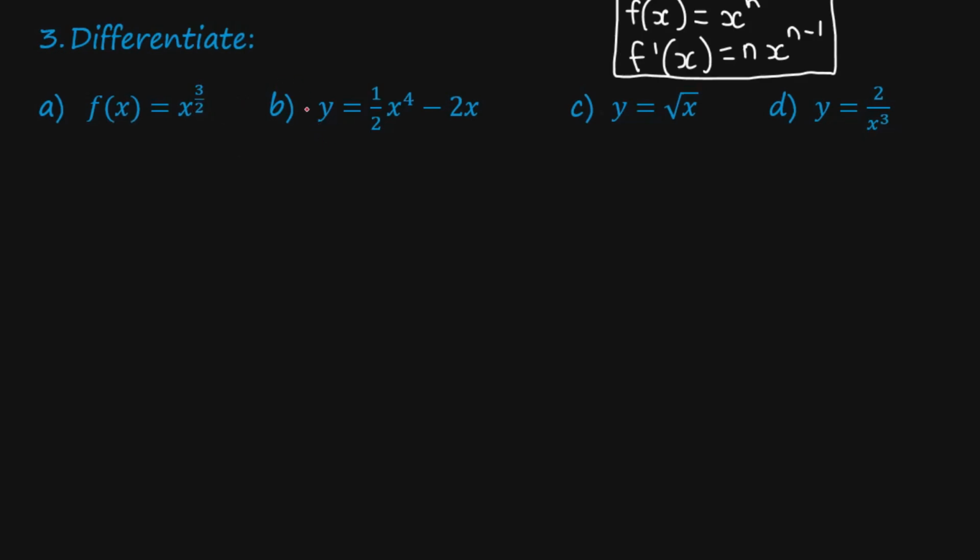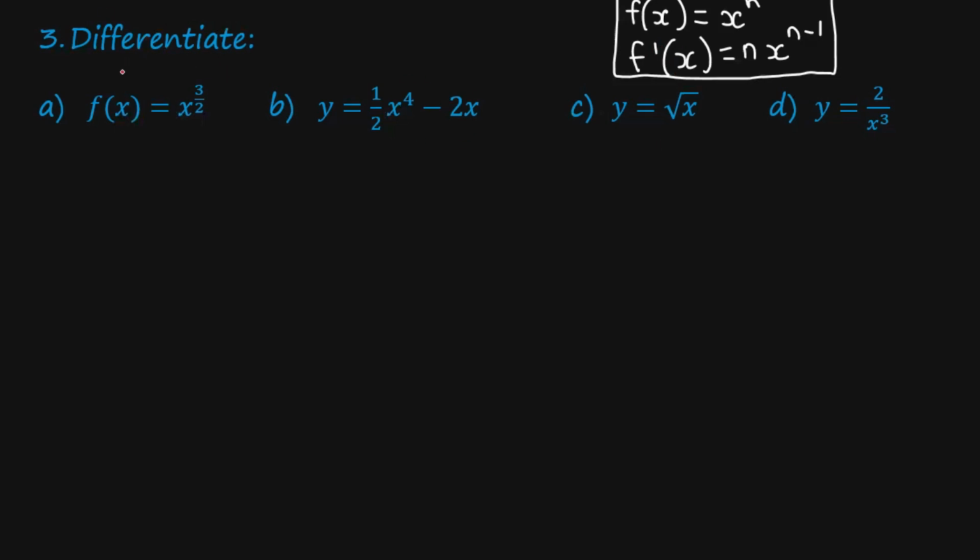Here we've got a few more differentiation problems, and you can see that these ones are just a little bit different because this first one is x to the power of 3 over 2. So we've got a fraction there as the power. And this second one's got another fraction as the coefficient of the x to the power of 4. Then here we've got a square root symbol, and here we've got x cubed as the denominator of a fraction. So these are all just a little bit different, but if we follow the same rule that we have been following, we should be fine, and these all should work out.